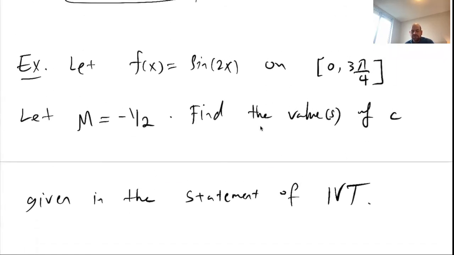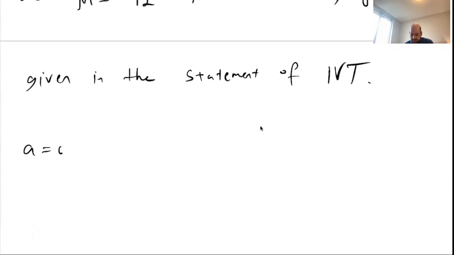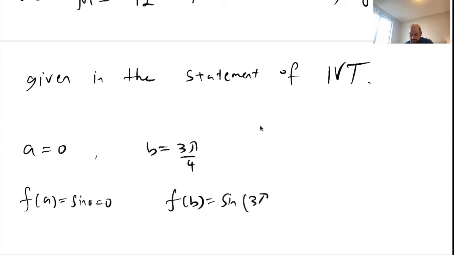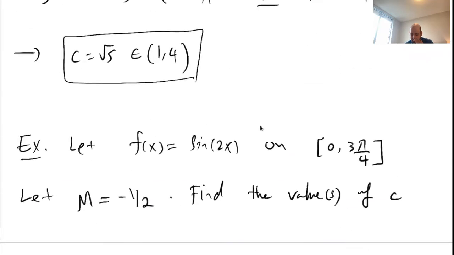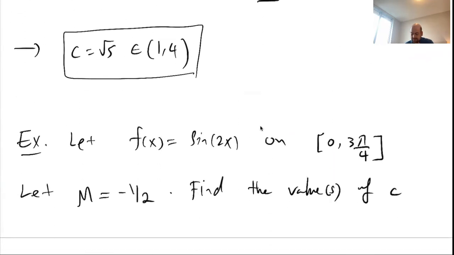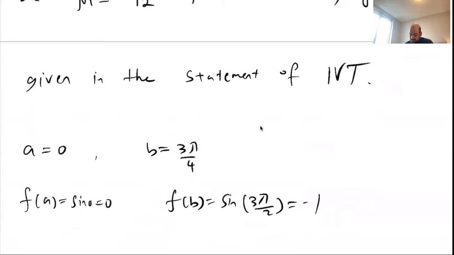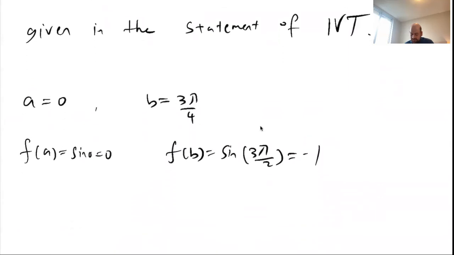Okay, so again, here we have a function defined on some interval a to b. So what is f of a and what is f of b? So a is 0, b is 3 pi over 4. Then f of a will be sine 0, which is 0. f of b is sine 3 pi over 2, which is minus 1, right? Sine 2x, if x is 3 pi over 4, sine 2x will be sine 3 pi over 2, which is minus 1. And m is minus 1/2, which is between f of a and f of b.